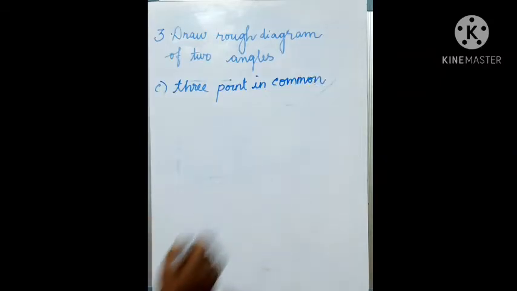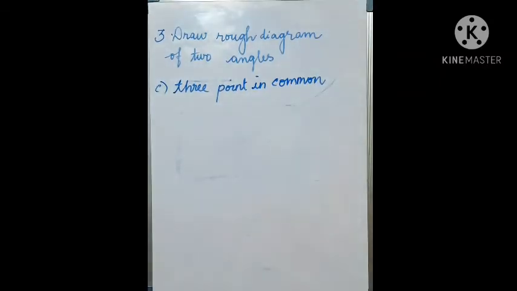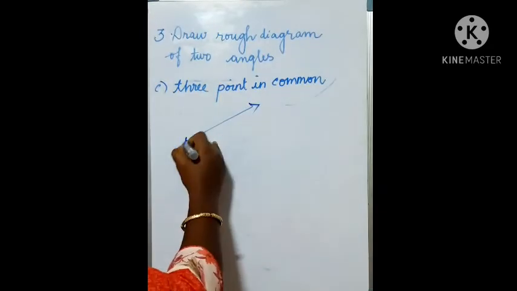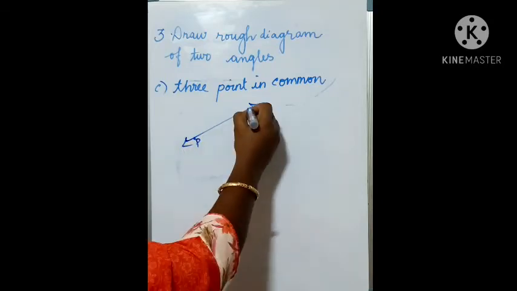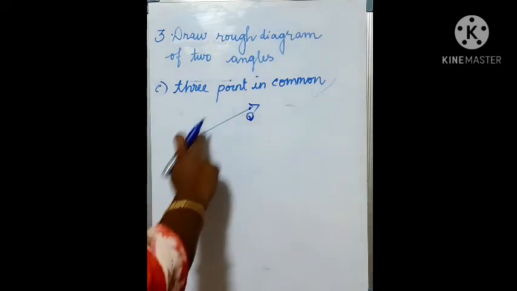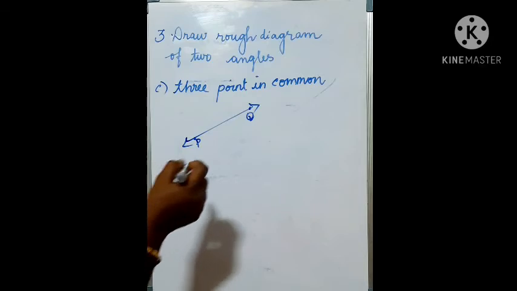So how to draw 3 points in common? How to draw? So first draw a line, a ray PQ. Okay, so it is P, it is Q. Draw a line segment PQ. Again, you draw a ray.